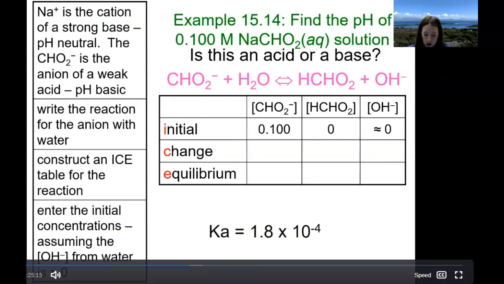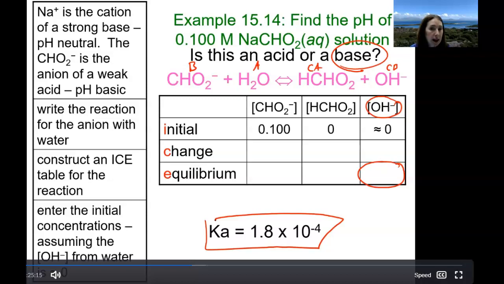Okay, so for this problem, we've decided that this is a base, right? Base, acid, conjugate base. If this is a base, our X, when we finish, is going to be our hydroxide concentration. But they gave us a Ka. We cannot do the problem with a Ka. We're going to need to change this Ka into a Kb. If you're finding the pH of a weak base, you need to remember that this is OH and you need Kb. So we're going to need to convert this to Kb. That's supposed to say Kb.